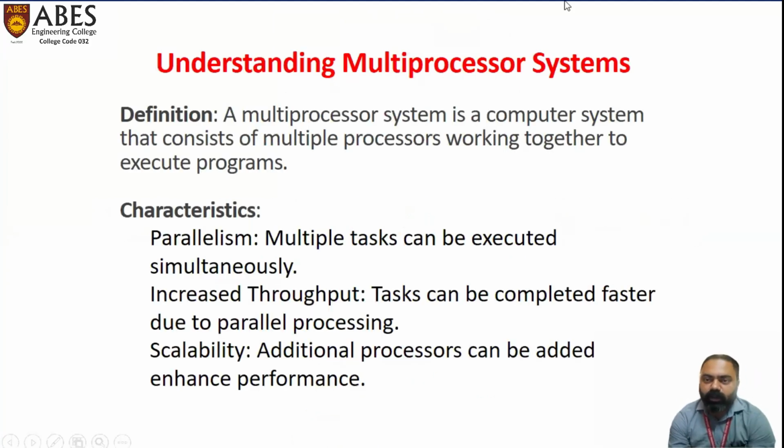Okay, here you can see the definition of a multiprocessor system. A multiprocessor system is a computer system that consists of multiple processors working together to execute multiple programs. Characteristics of a multiprocessor operating system are parallelism, increased throughput, and scalability. Means multiple tasks can be executed simultaneously, tasks can be completed faster due to parallel processing, and additional processors can be added to the system for enhancing the performance.